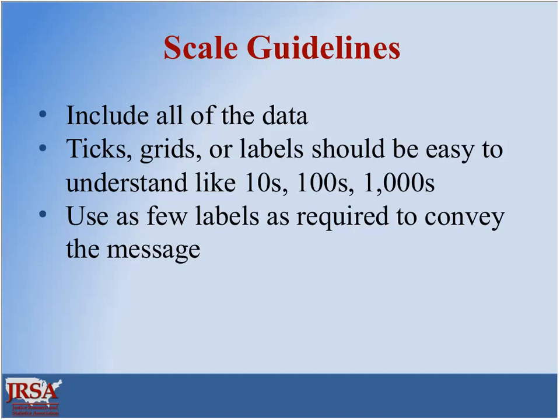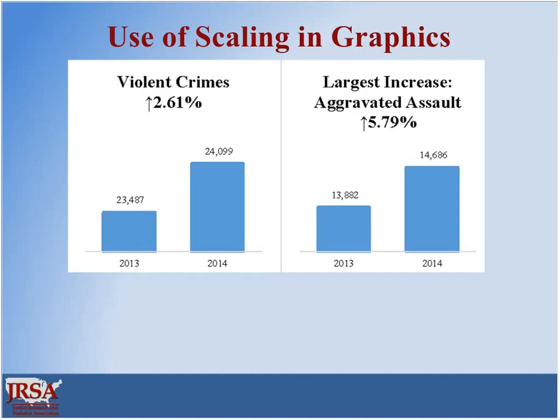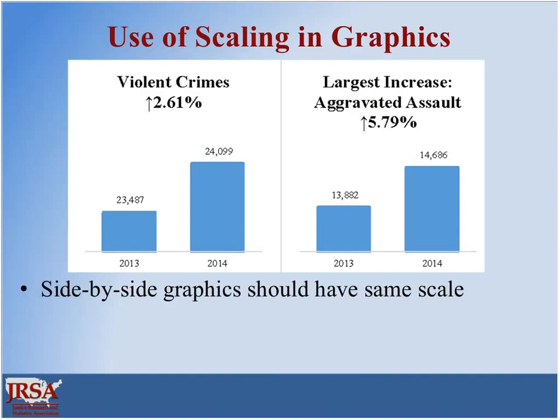I want to talk next about use of scales in guidelines. I'm sorry, in graphics. So here's a figure, and to be honest, it's really not necessary to have a graphic comparing only two numbers. So if all you were reporting was the violent crime 2013-14 number, you actually wouldn't need a graphic. But the bigger problem is that both the graphics should have the same scale. And if you look at this, you see that the violent crimes are up 2.6%, but the largest increase in that was aggravated assault, which was up 5.79%.